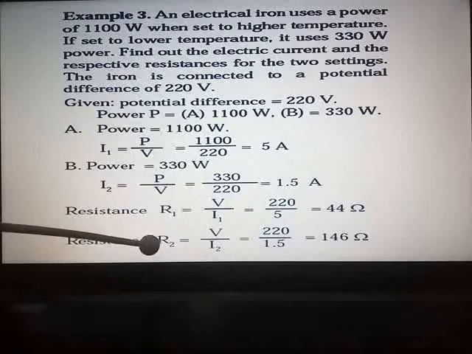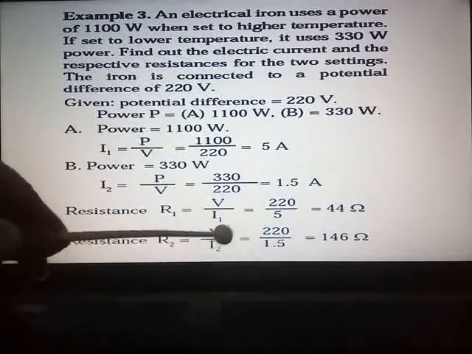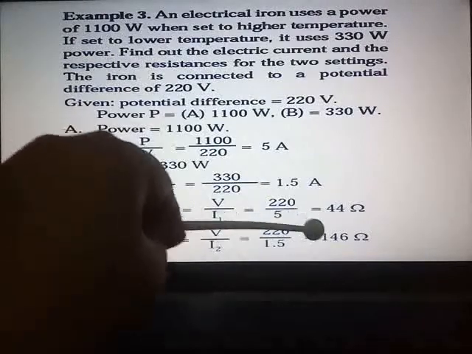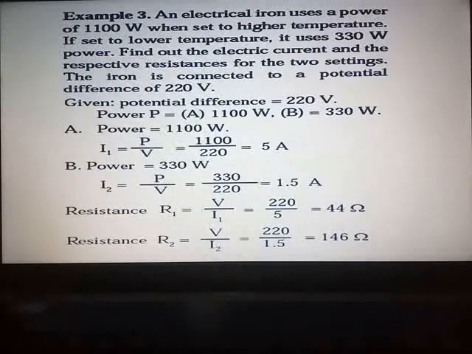Similarly in the second case, V upon I2. So 220 upon I2 is what? 1.5. So the answer is 146 ohms. In this way, numerical examples can be asked in the exam.